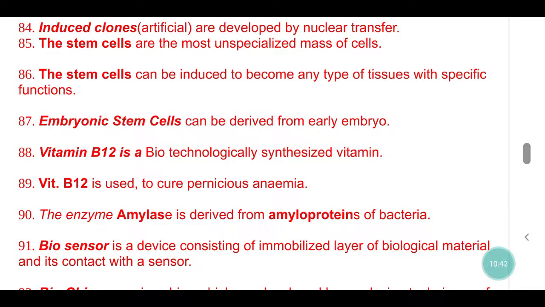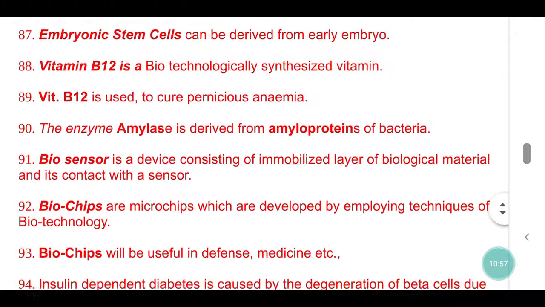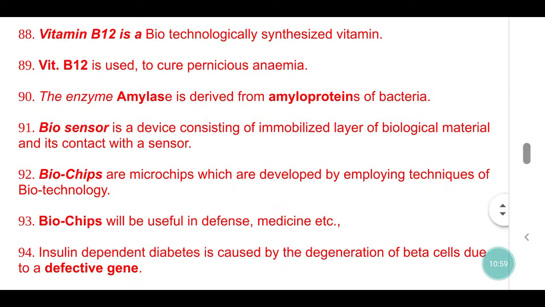The stem cells are the most unspecialized mass of cells. The stem cells can be induced to become any type of tissues with specific functions. Embryonic stem cells can be derived from the early embryo. Vitamin B12 is a biotechnologically synthesized vitamin. Vitamin B12 is used to cure pernicious anemia. The enzyme amylase is derived from bacteria.